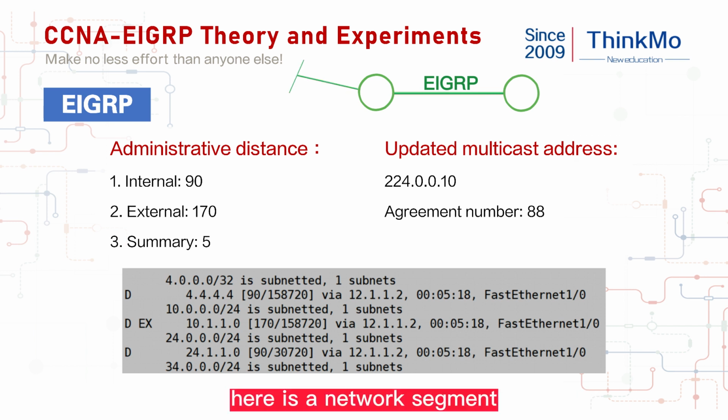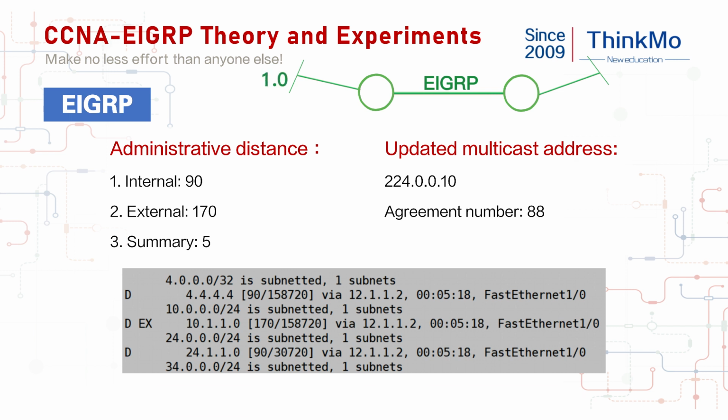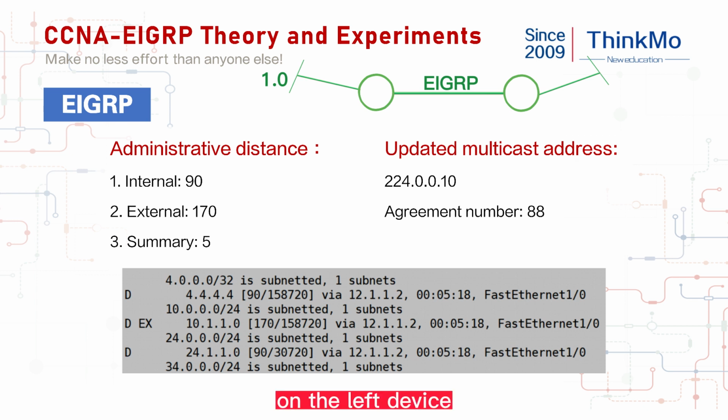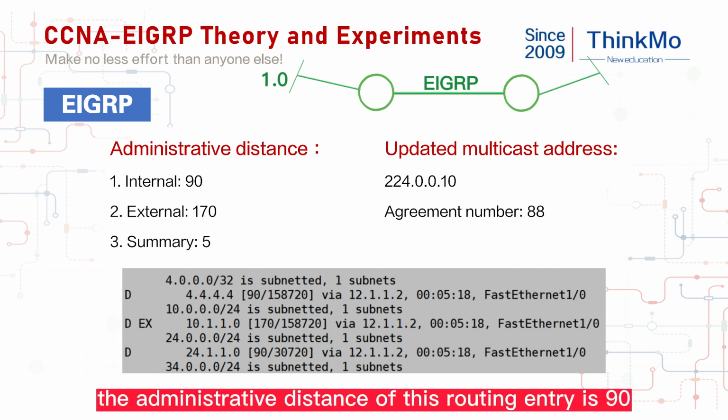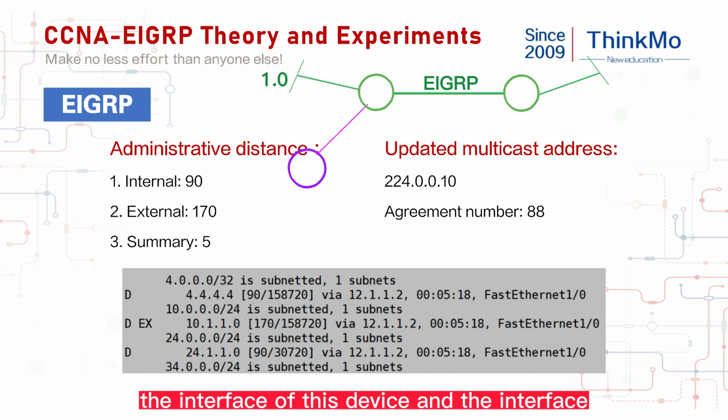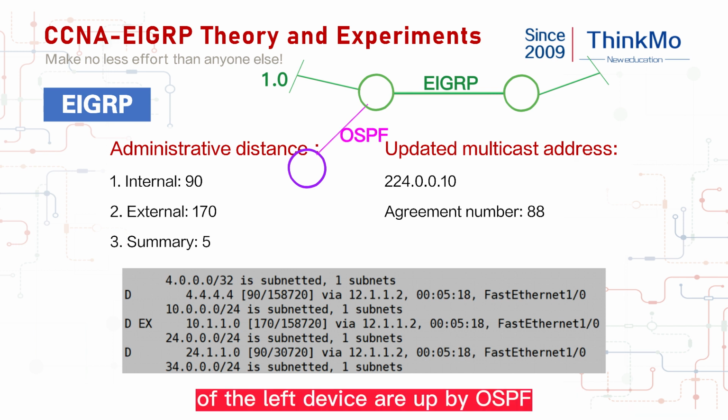Here is a network segment. There is also a network segment here. Suppose this is the 1.0 network segment. The right device learned 1.0 on the left device. In its routing table, the administrative distance of this routing entry is 90. But if one day there is a device here, the interface of this device and the interface of the left device are up by OSPF.